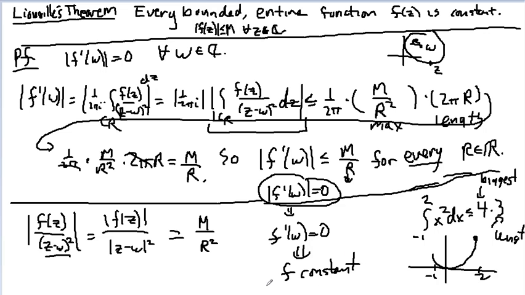since f prime of w equals 0 for all w belonging to the complex numbers. Because right here I'm going to prove it for all, so I could have picked any point here. So no matter what the point is, f prime of w is going to equal 0, and we're done. That proves that f is constant.